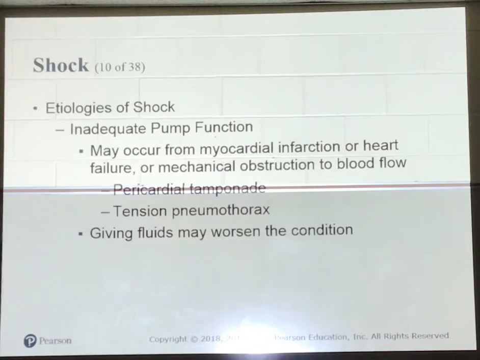Another condition that leads to a decrease in preload from the compression and poor filling is a tension pneumothorax. Okay? When the chest cavity starts filling up with air, air can also compress the heart.